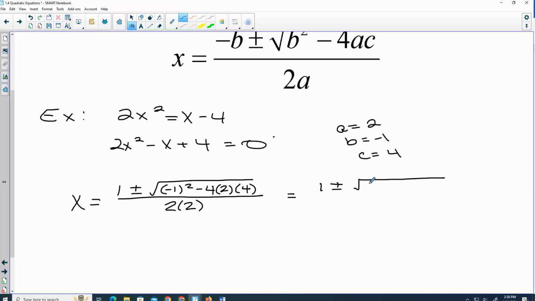So -1 squared, -1 times -1 is +1, minus 4 times 2 times 4, 32, all over 4. So 1 minus 32 is -31 over 4. All right, if I wanted to break that up, so that'd be a 1/4 plus or minus. How would I write -31?